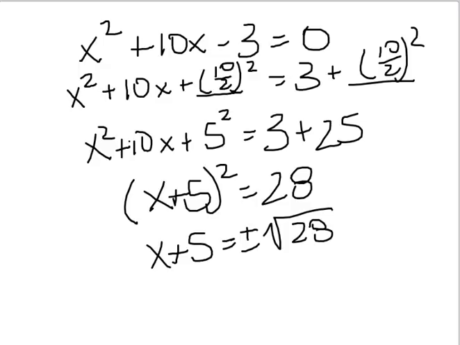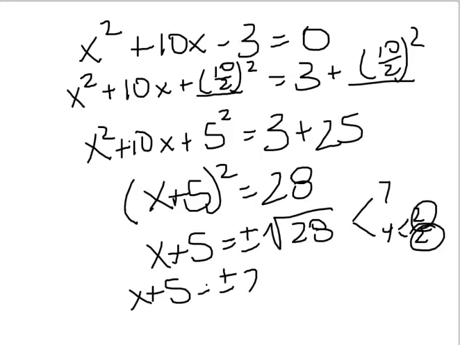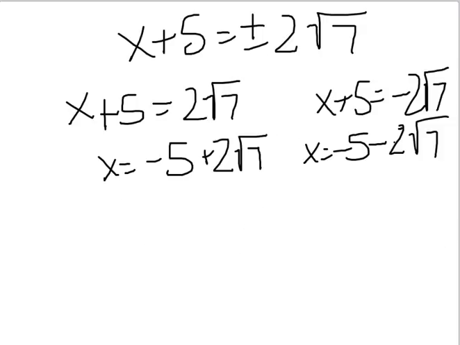And I can simplify that because 28 is 7 times 4, and 4 is 2 times 2. So I can bring the 2 out, leave the 7 in. So I get x plus 5 equals plus or minus 2 radical 7. And that's going to look like negative 5 plus 2 radical 7, or negative 5 minus 2 radical 7. So those would be my answers. And I could do negative 5 plus or minus 2 radical 7. That would be acceptable.